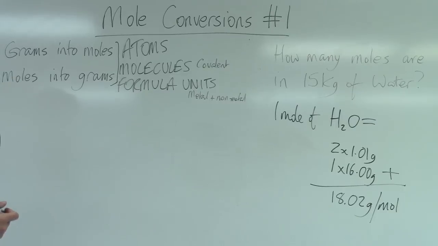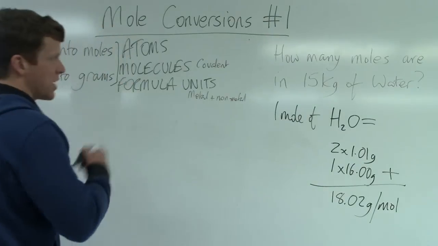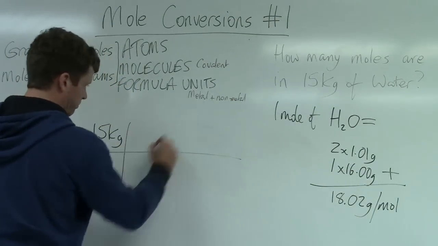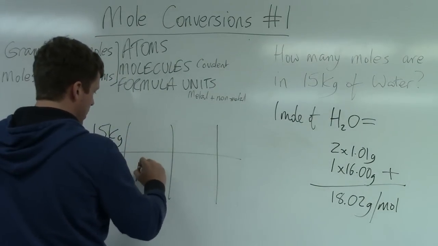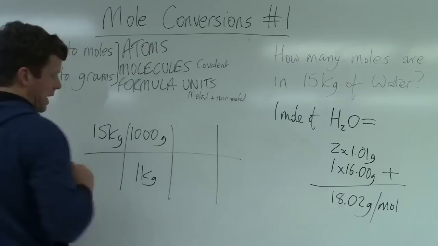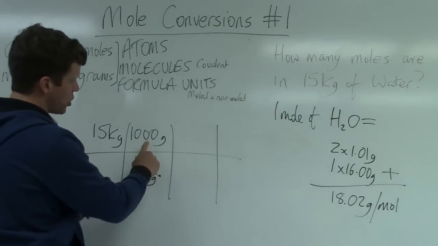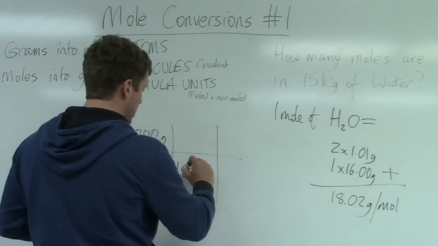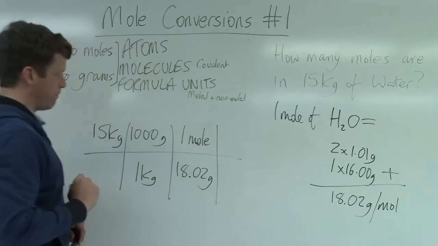So now we're going to change this number of kilograms into moles, and that's going to take a couple of steps. So 15 kilograms is what I've been given. I want to change that into grams, so I need a conversion between kilograms and grams, and well, I know that a kilo means 1,000 of something, so 1 kilogram is 1,000 grams. Now I can change into moles because I have this conversion. So 18.02 grams are in 1 mole of H2O.